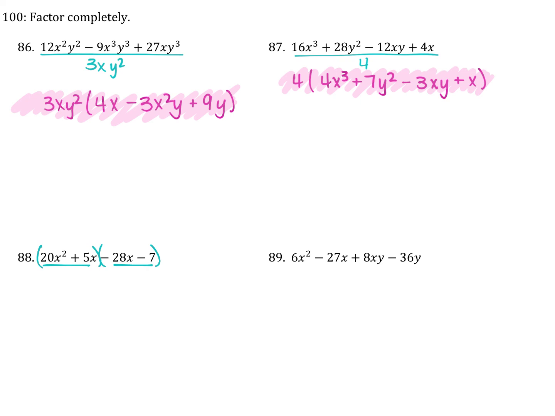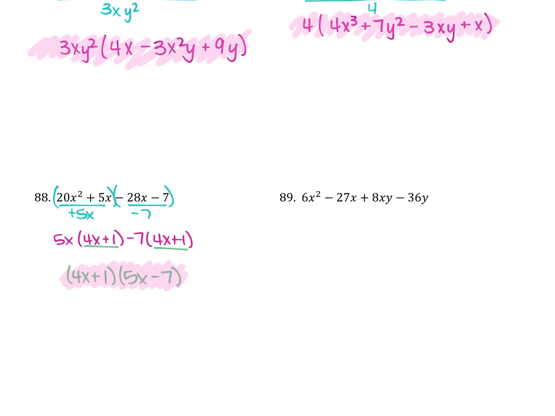From the 20x squared plus 5x, your greatest common factor is a positive 5x. From the negative 28x minus 7, your greatest common factor is negative 7. So this can get rewritten as 5x times 4x plus 1 minus 7 times 4x plus 1. Your 2 sets of parentheses are identical to one another, so you'll rewrite the 4x plus 1 once, and then form another with the 5x and the minus 7. So you just have 4x plus 1 times 5x minus 7.